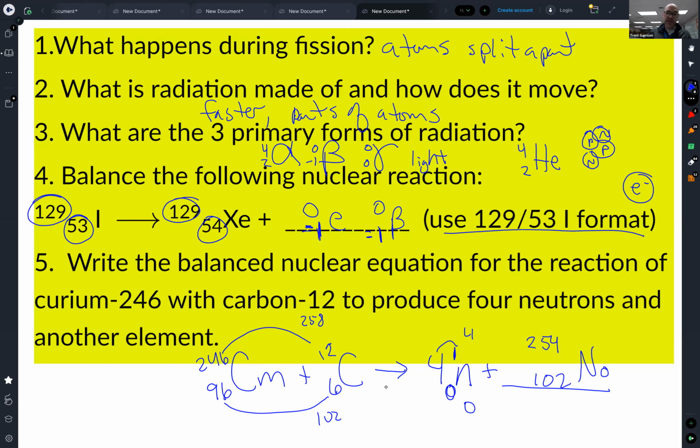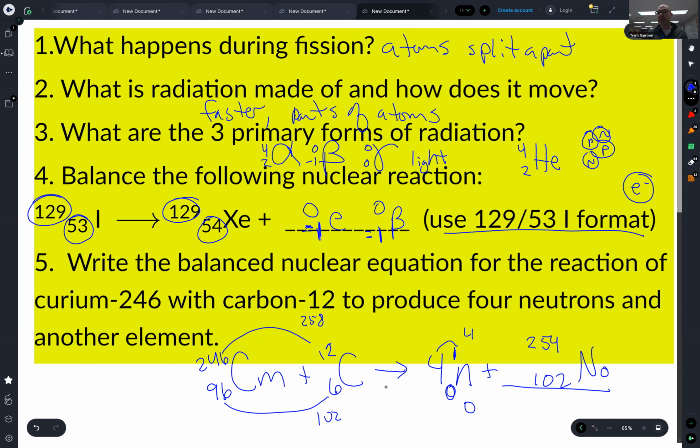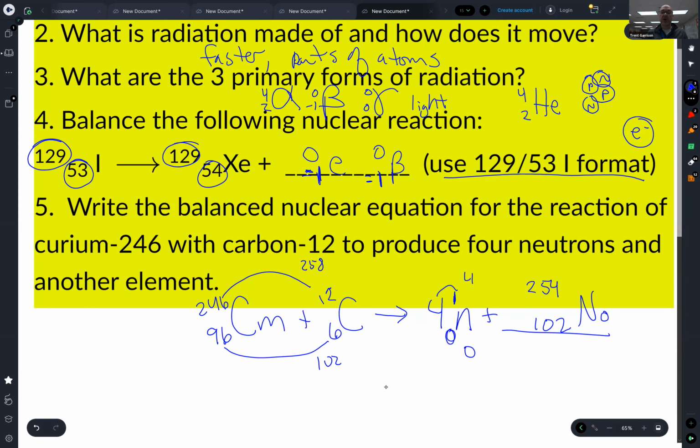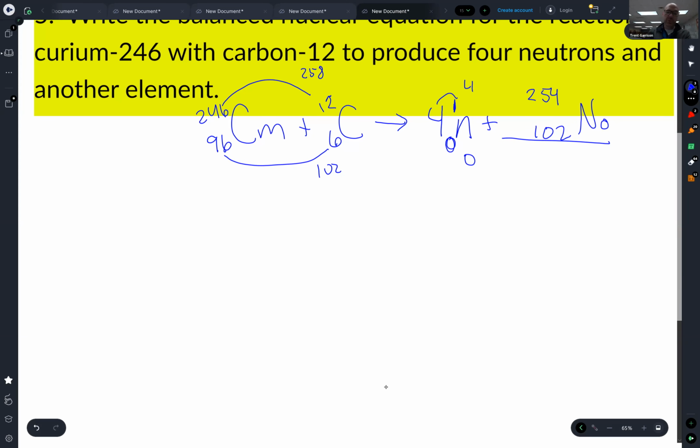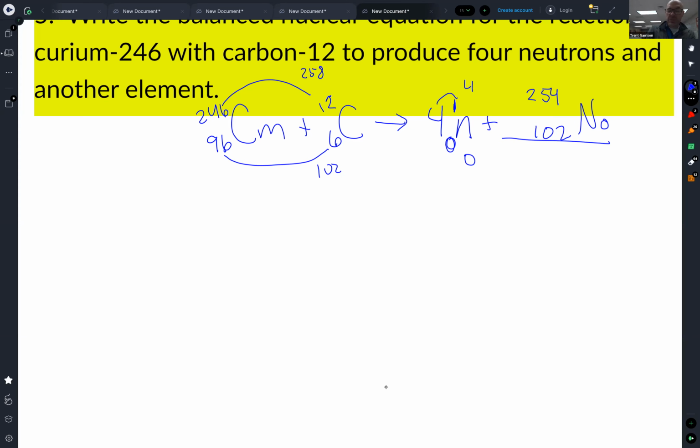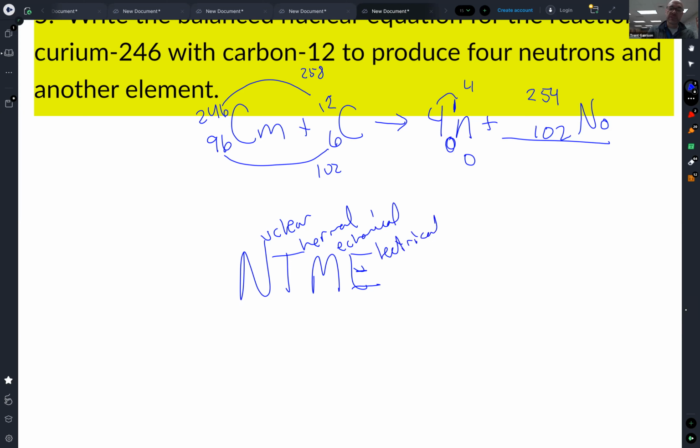All right, this is everything that I hope you should be able to understand. Let me add this in for you as well: for the nuclear power plant, there's an acronym that will help you memorize it. It is NTME. NTME stands for nuclear power first, then thermal second, then mechanical, and then electrical. This is how electricity is made in a nuclear power plant.